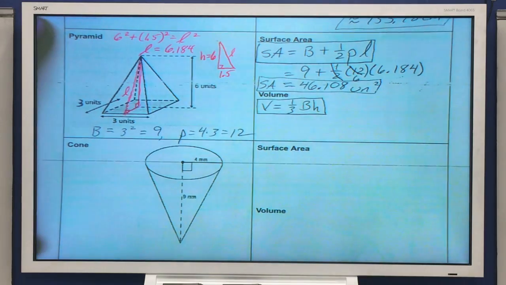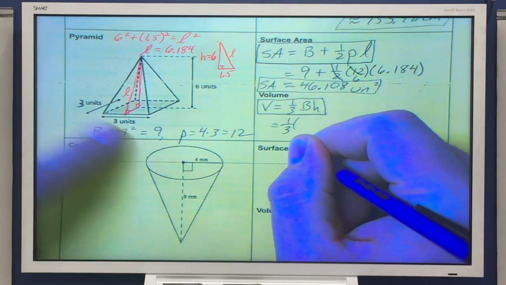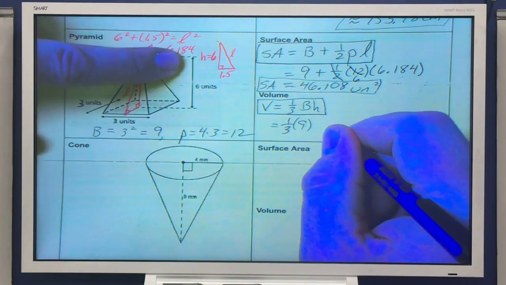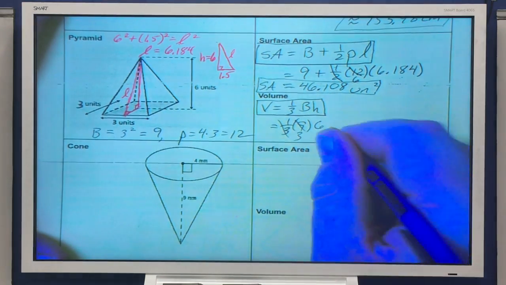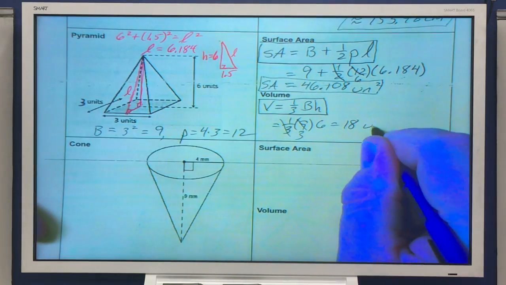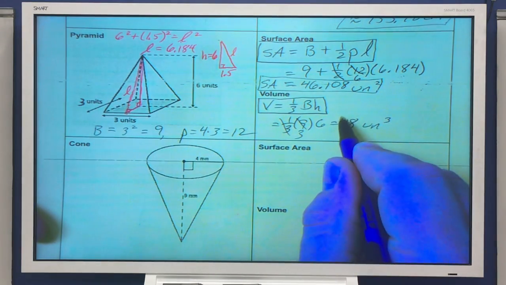One-third area of the base times the height. So here I go. 1/3, the base is 3 by 3, that's 9, and the height of the pyramid is 6. 1/3 of 9 is 3. 3 times 6, 18, and we're talking volume, so that is units cubed. The volume is 18 cubic units.